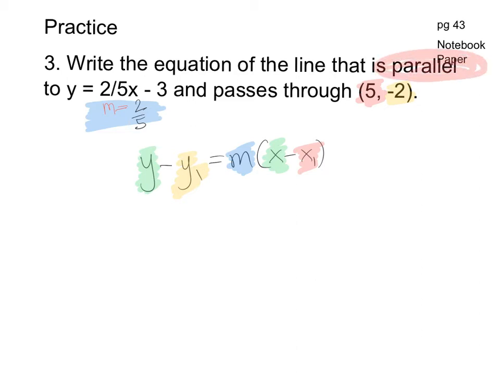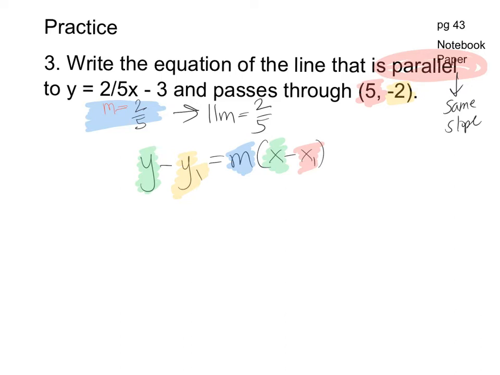Parallel slope. So we have to remember, is it the same or is it the negative reciprocal? And hopefully you remember that parallel slopes have the same slope. So my parallel slope would be 2/5 as well. Now let's fill in what we know.